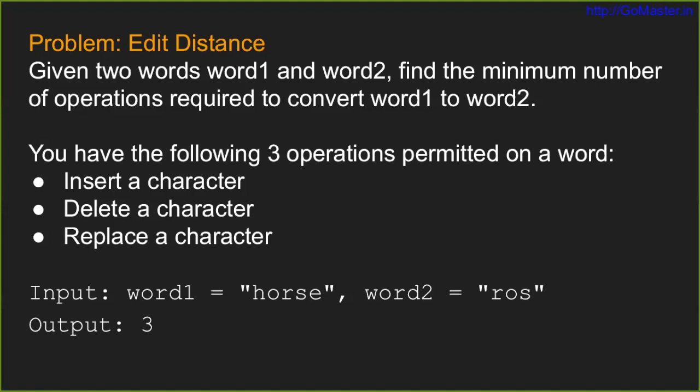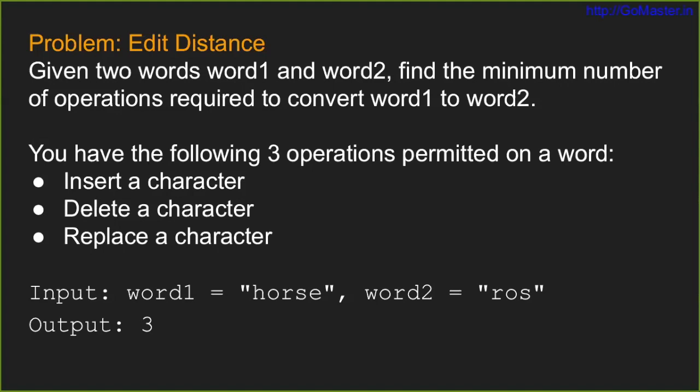So the problem definition is as follows. We have two words or strings, word 1 and word 2. We need to find the minimum number of operations required to convert word 1 to word 2. In a way, we need to transform word 1 to word 2 using the following three operations. The operations are inserting a character into the target word directly, or deleting a character from the source word, or replacing a character in the source word with the character in the target word.